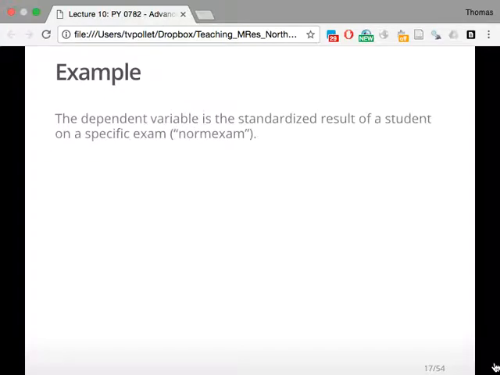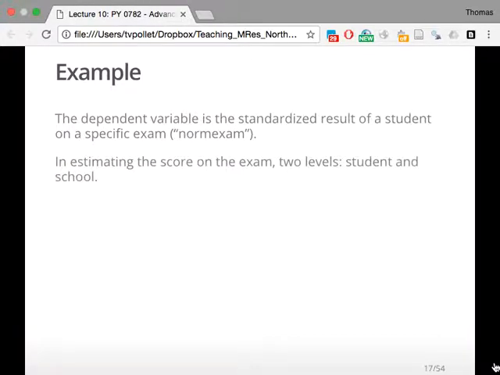Now today we'll work with an example, and unsurprisingly it will be with schools because that's a natural setting where you would apply multi-level models. The dependent variable in this case is a standardized result of a student on a specific exam. You could think of this as your GCSE or some type of standardized testing at the end of your degree program. It's called norm exam. In estimating the score on the exam, we have 2 levels: the student and school. This model doesn't have classes, though you could still also have classes.